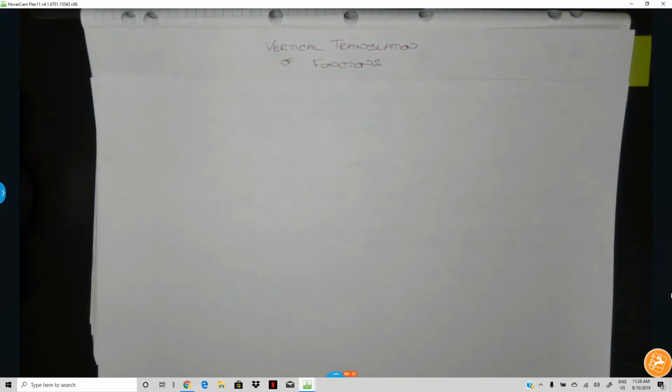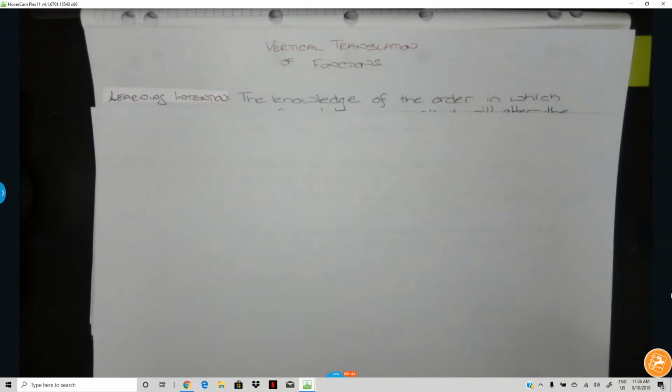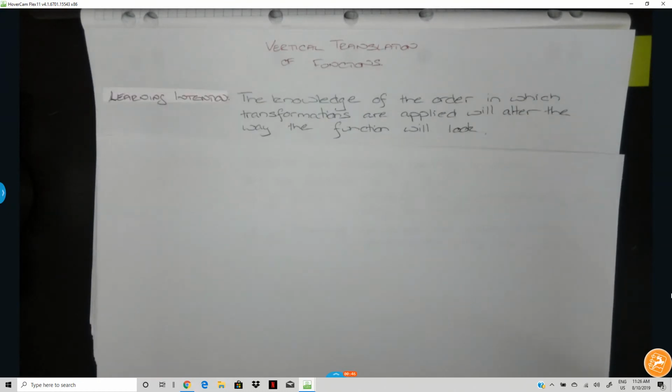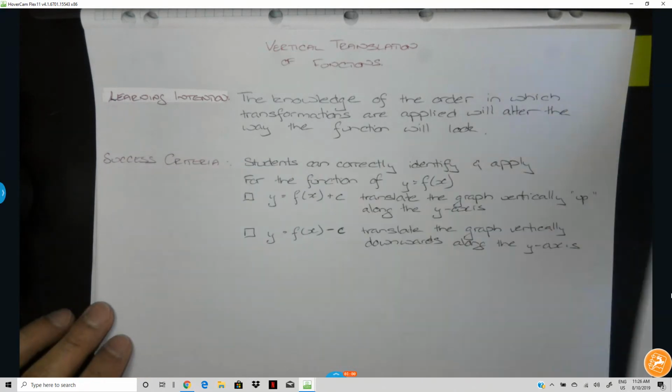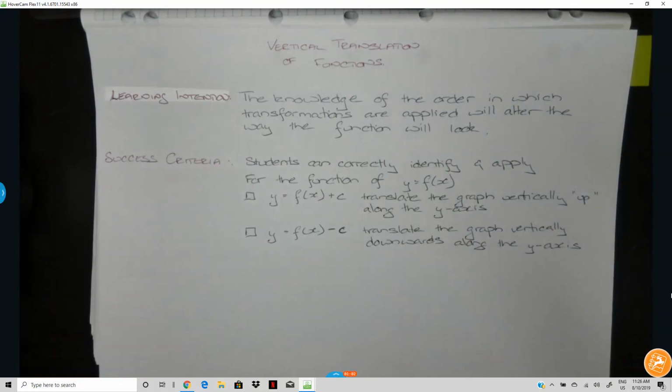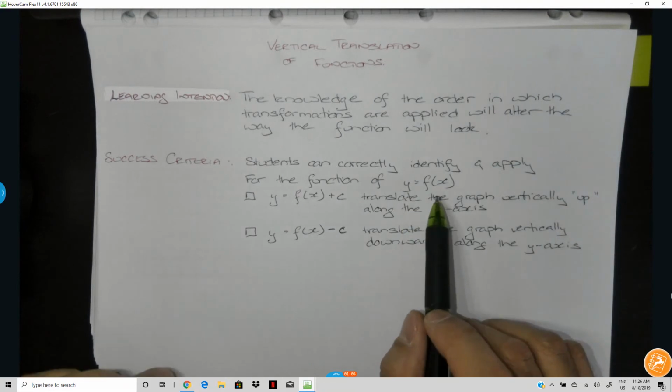Okay, so today we are going to be looking at vertical translation of functions. Our learning intention, which is going to be with us for a couple of lessons, is the knowledge of the order in which transformations are applied and how they affect the original function, or the parent function. We'll be successful for this lesson if we can correctly identify and apply transformations for the function y equals f of x.